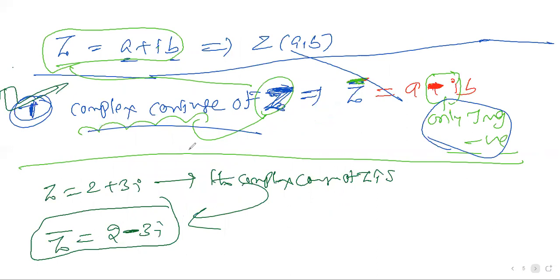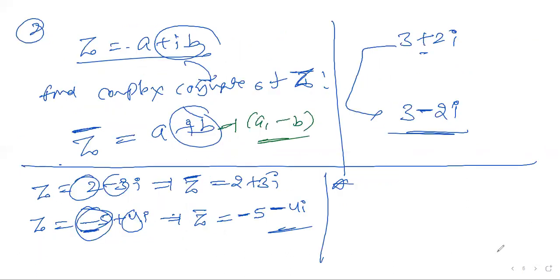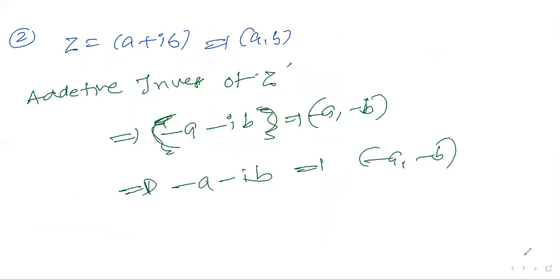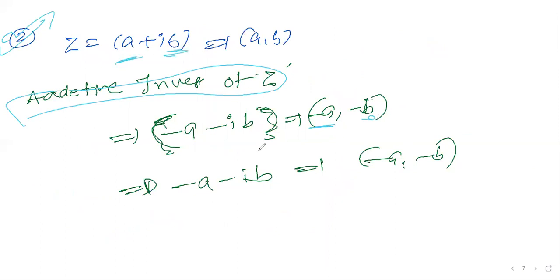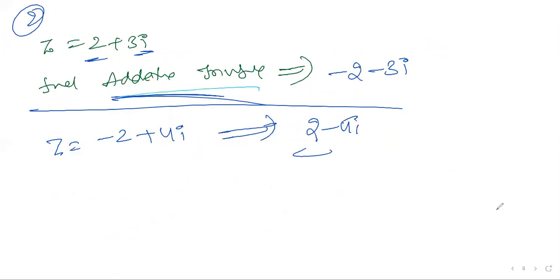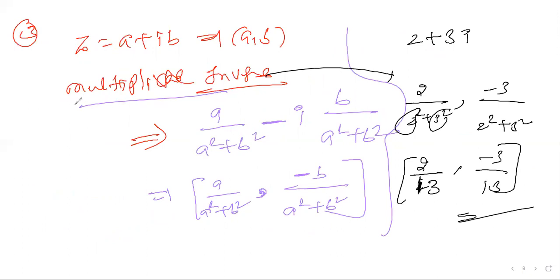The first formula I told you is the complex conjugate of a number. If z is a number, z bar is its complex conjugate; only the imaginary part changes its sign. I gave examples: 2 plus i, 2 minus 3i. Then I told you how to find the additive inverse, the second formula. Additive inverse means the signs of both the real and imaginary terms are changed. I took an example. Next I wrote the multiplicative inverse.